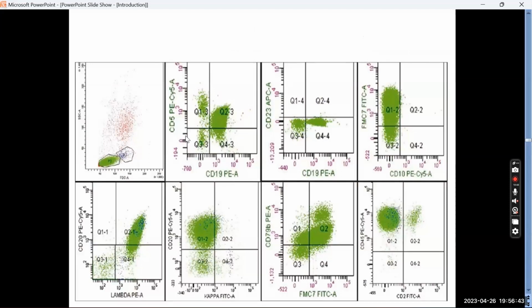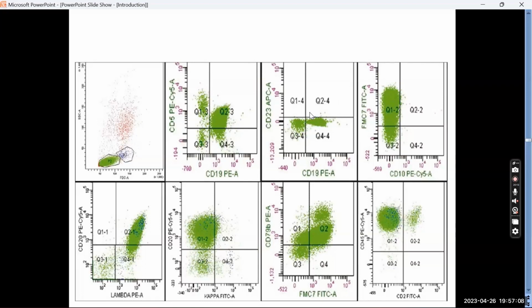And we have a population here which is positive for CD19. It is dim positive for CD5. Okay, so this is the population we are talking about, the neoplastic population. These are the controls. This is T cells, this is B, this is the other cells, possibly NK cells. So this is the neoplastic population, which is positive for CD5 in a dim fashion, and it is positive for CD19.